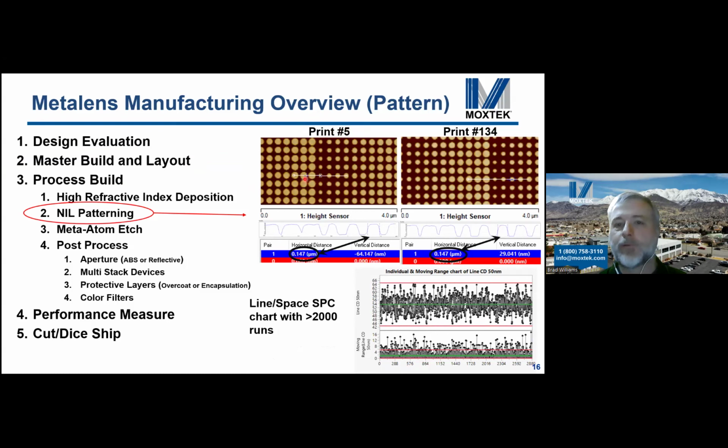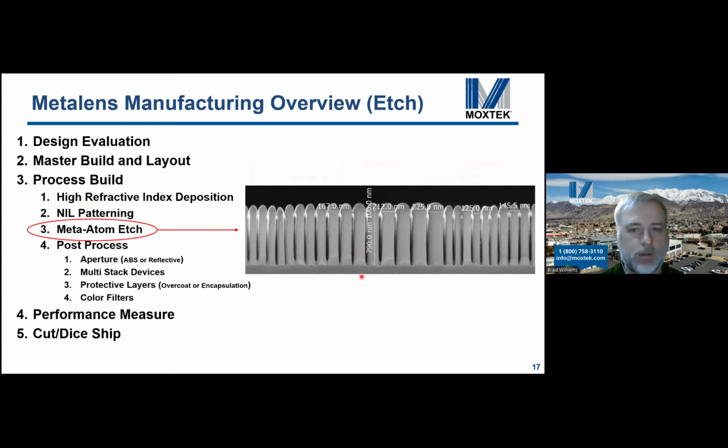From the AFM scan, they look identical, very close on the measurements. I know this is sort of subjective, depending on probe tip and where you set the measurements, but they're still really close. And then this is an example, like I said, we did line spaces for a long time. So this is a line space SPC chart. You can see we got many thousands of data points on it.